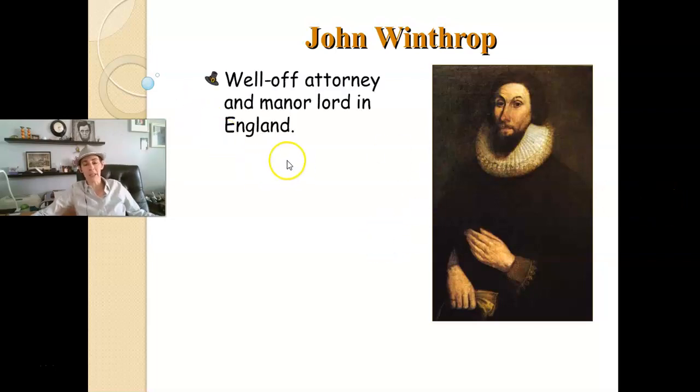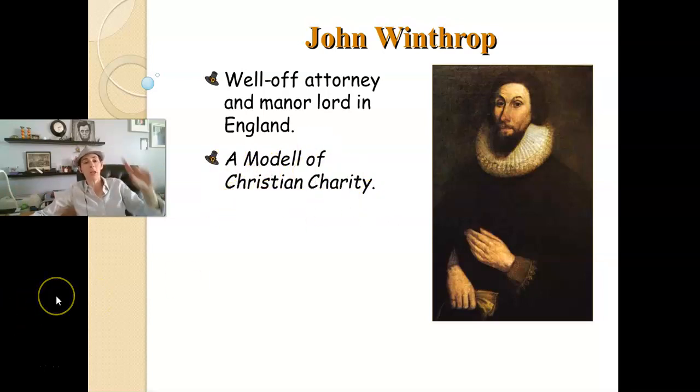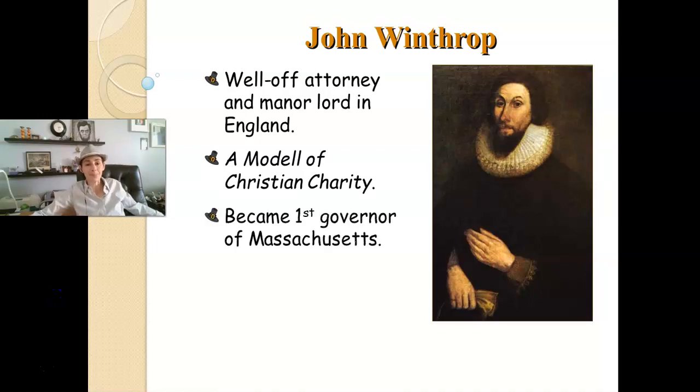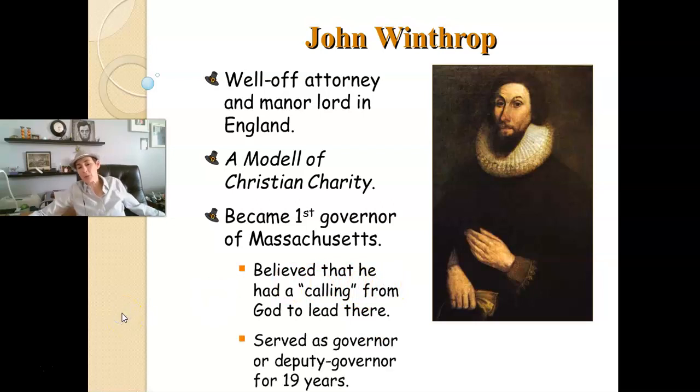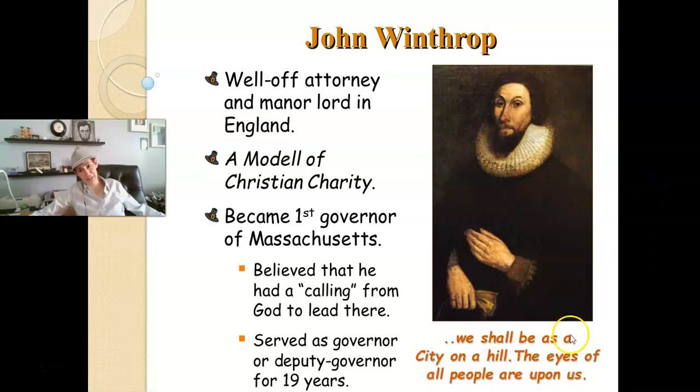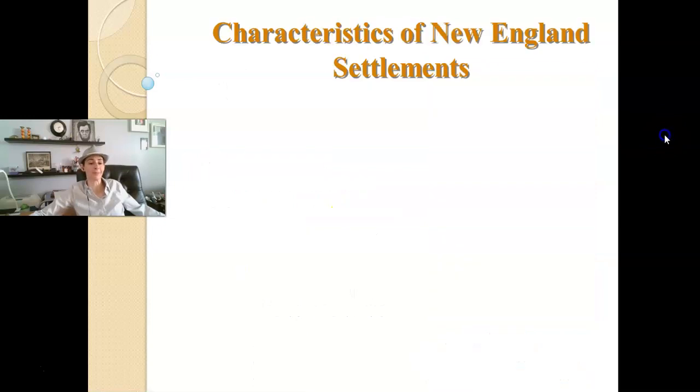So this guy was a well-off attorney. He did have a manor, which was basically a big tract of land that he controlled and had people working for him and whatnot. So that's what he wrote, A Model of Christian Charity. Would not be a bit surprised if both him and A Model of Christian Charity show up on this exam. He became the first governor of Massachusetts as a whole colony. And he believed that he had a calling from God, which is pretty standard with Puritans. He served as governor, deputy governor for 19 years. So he ran the show there, okay? He was the big man in charge. We shall be as a city on a hill. And that's a quote from A Model of Christian Charity.